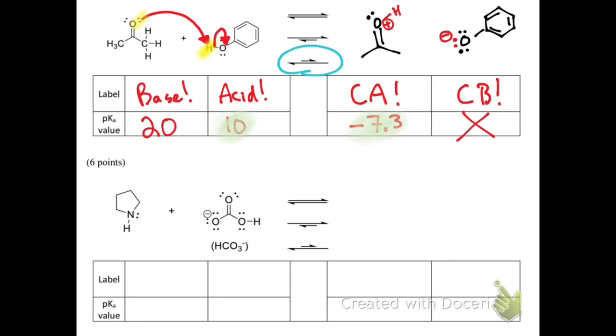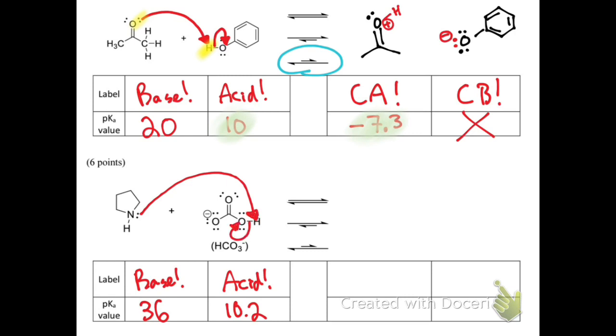Now let's do the same thing on the next problem. For the next one, this first molecule has a pKa of 36. The next one has 10.2. So this is going to be our acid by virtue of having the lower pKa. This is going to be our base. And our base is going to reach out and grab a proton. These electrons are going to jump onto this oxygen here. And we're going to form our conjugates.